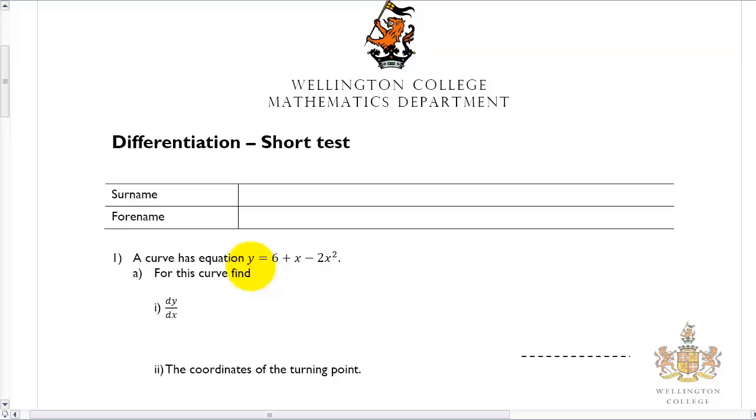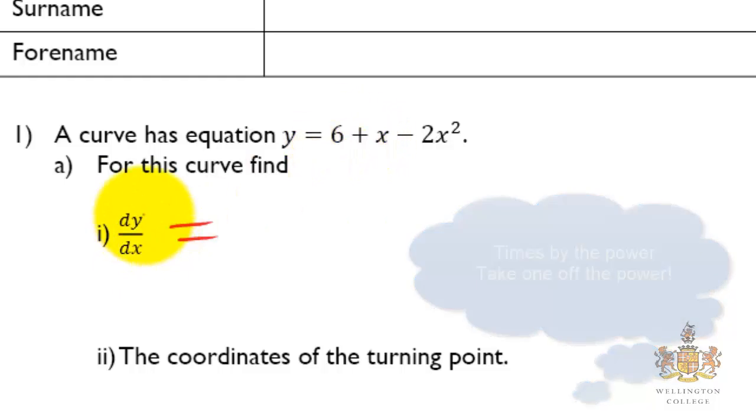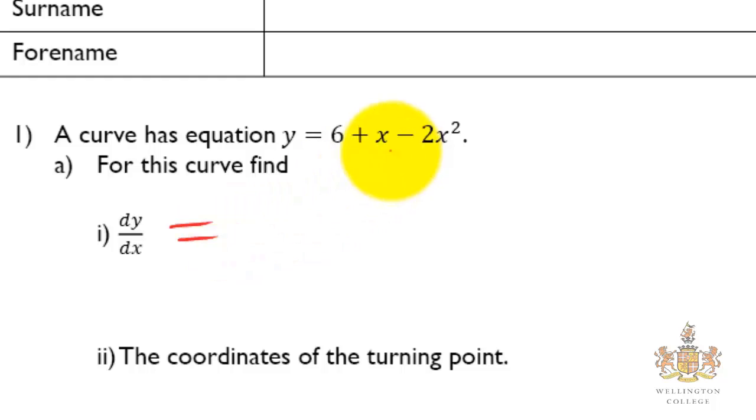Right, in this short test we're going to look at the basics of differentiation. We've got y equals 6 plus x minus 2x squared, and we want to find dy by dx. Remember, we're going to use the rule: times by the power, take 1 off the power. And there is no power here, so adding 6 does not affect gradient, so that does not come into the gradient function dy by dx.